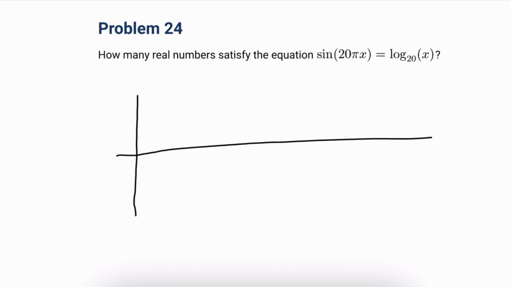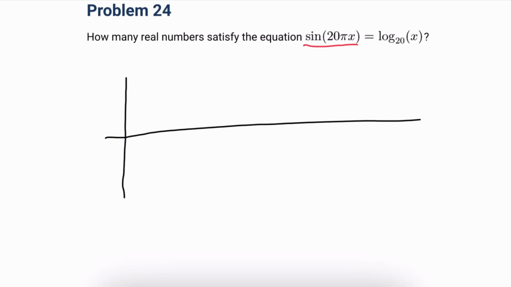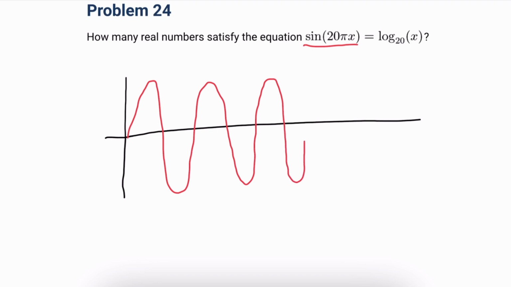Let's draw sine of x, or sine, in red. So sine will look something like this. Alright, this will be 0. We're going to have a minimum here of -1, and a maximum here of 1.